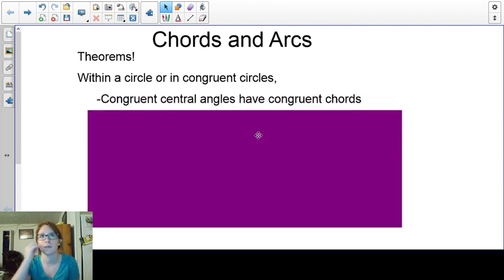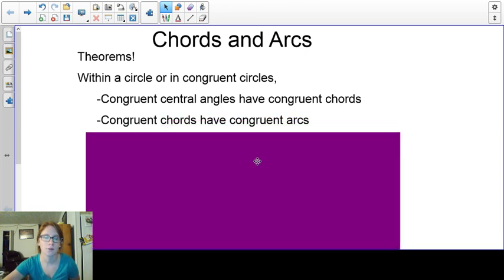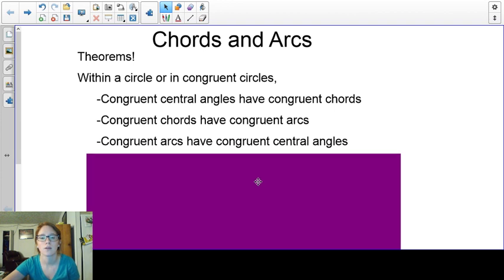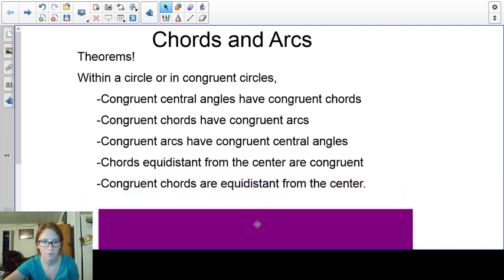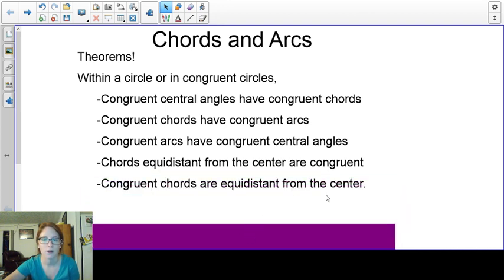So the first part of that theorem says that congruent central angles have congruent chords. Congruent chords have congruent arcs. Congruent arcs have congruent central angles. Chords equidistant from the center are congruent, and congruent chords are equidistant from the center. So some of these go hand in hand together. It's the opposite of each of them. That's why I just put them all in one slide.